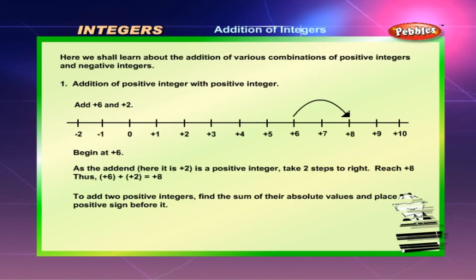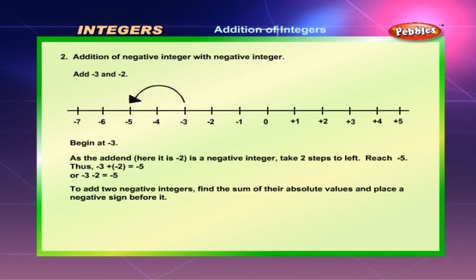Addition of integers. Here we shall learn about the addition of various combinations of positive integers and negative integers. Addition of a positive integer with a positive integer. Add plus 6 and plus 2. Begin at plus 6. As the addend is a positive integer, take 2 steps to the right. Reach plus 8. Thus, plus 6 plus plus 2 is equal to plus 8. To add two positive integers, find the sum of their absolute values and place a positive sign before it.